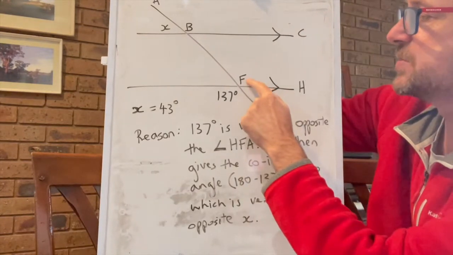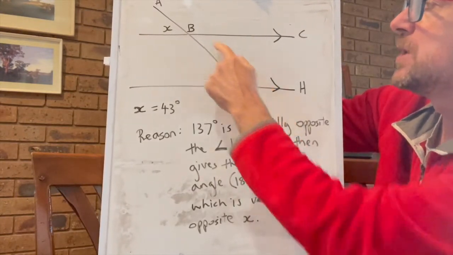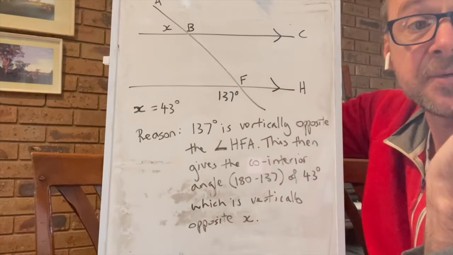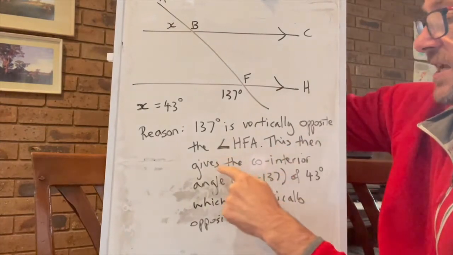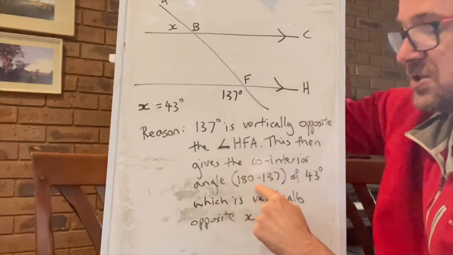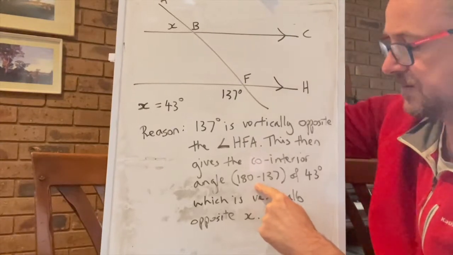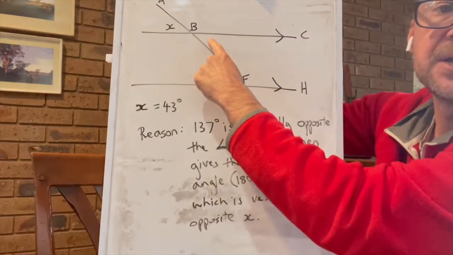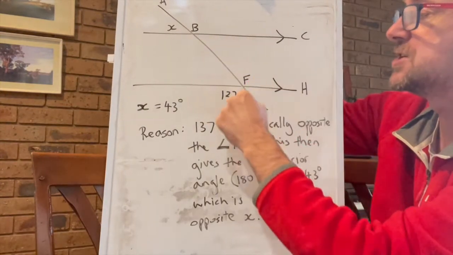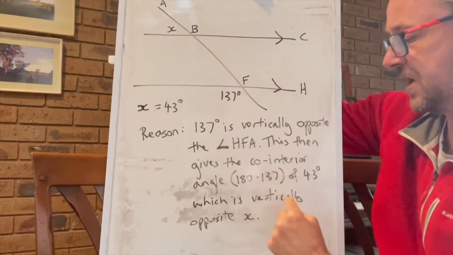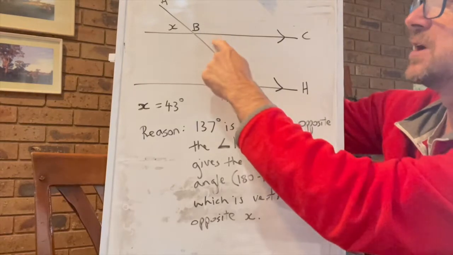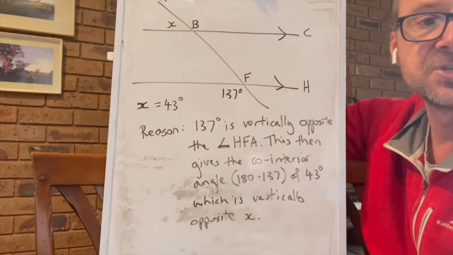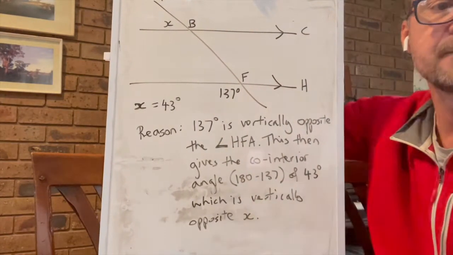So once we have this as being 137, we can then work out the co-interior angle. This gives us the co-interior angle, which we show here: 180 take away 137, and that gives us 43. So that gives us 43 up here as a co-interior angle with the 137 we found from here. And then we can state that that 43 is vertically opposite the x, which gives us the value of x.